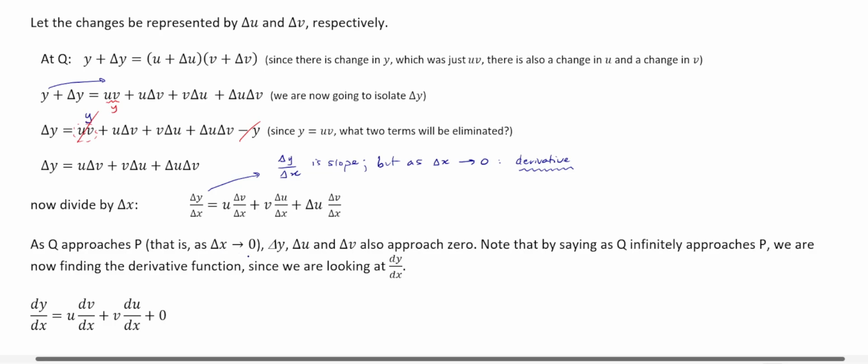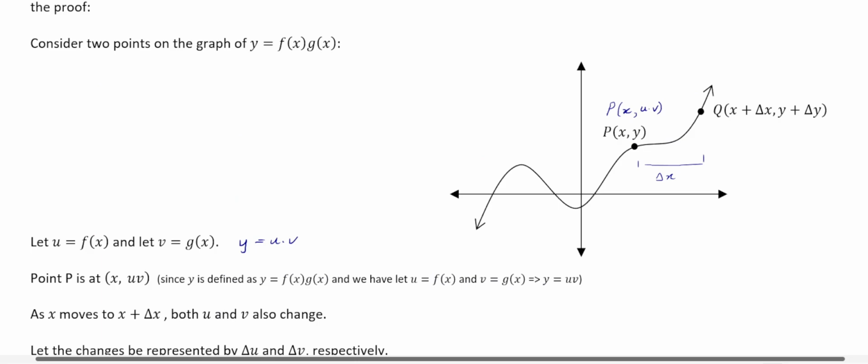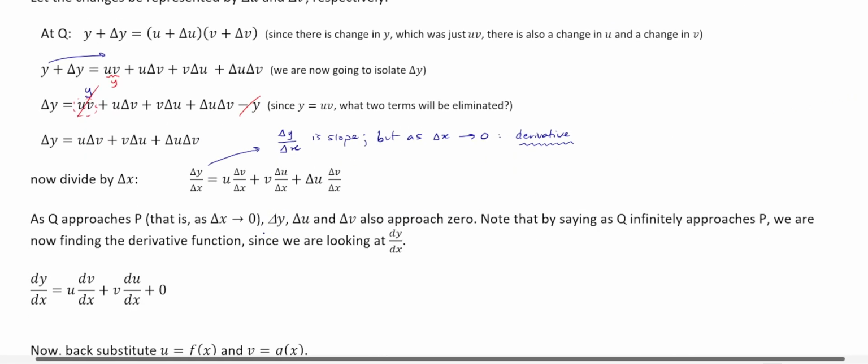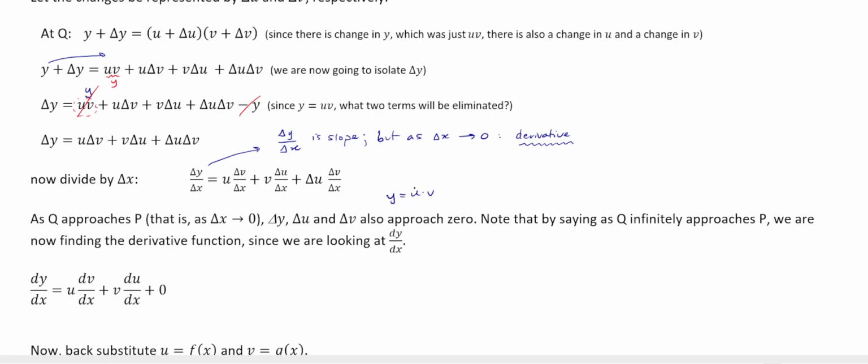And if delta x is getting very, very small, if the change in x is getting very, very small, then the change in y will also get infinitesimally small. If the change in y goes towards 0, then that means the change in u and the change in v are also going to get very, very small. Since y isn't changing very much, the change in the u function and the v function also approach 0, because remember that we said y is equal to u times v.